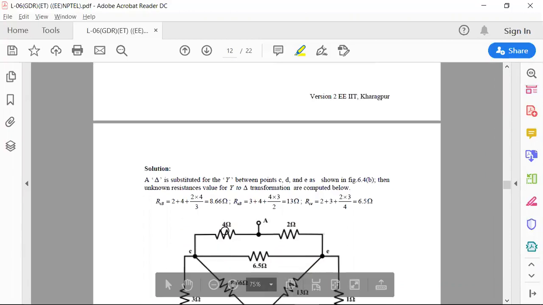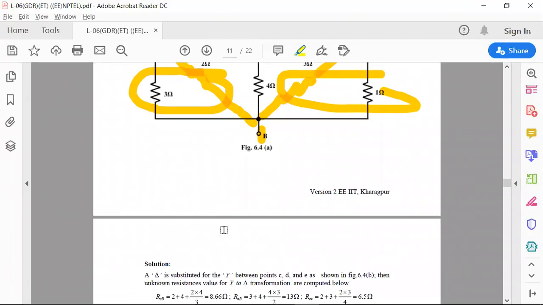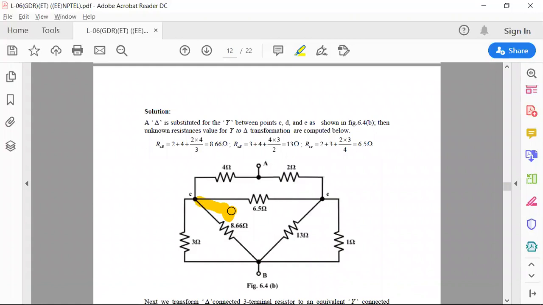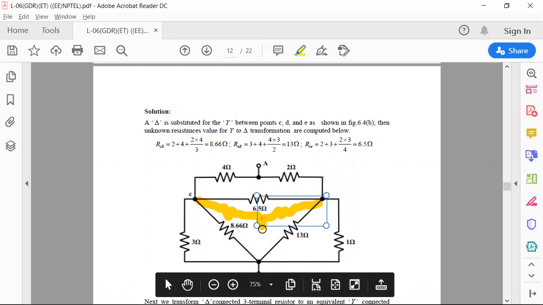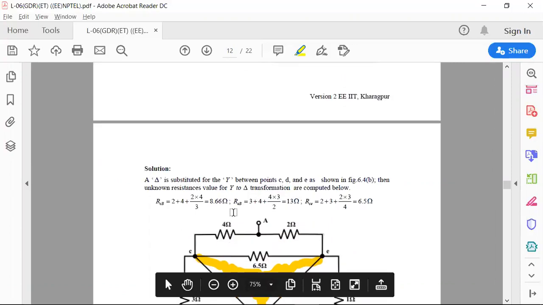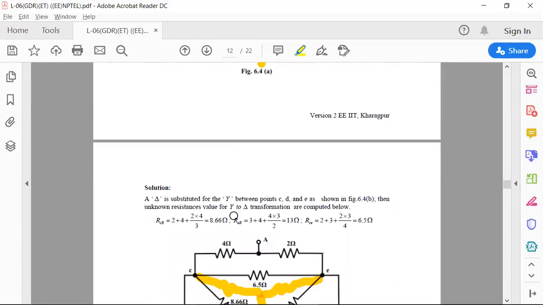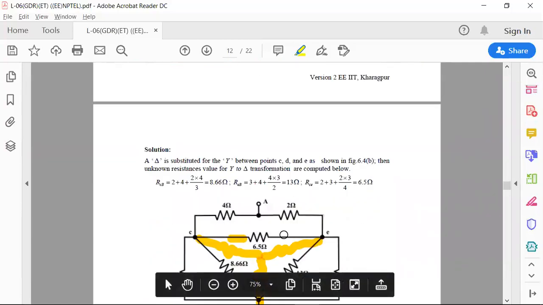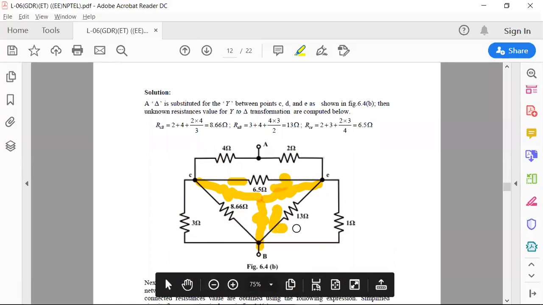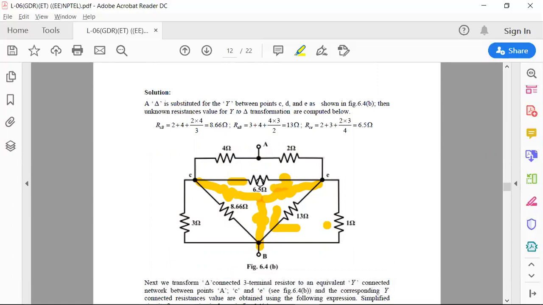Earlier the circuit looked like this. Let me redraw that. Right. This is a circuit we already know. From here, the values are 2, 3, 4. This value is 2. This value is 3. This value will be 4. Just imagine this is 2, 3, 4. From this 2, 3, 4, we converted into 6.5, 8.6.